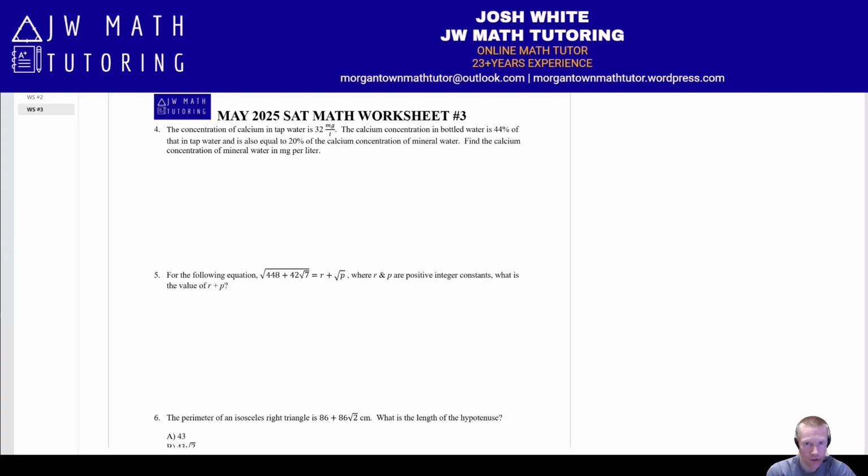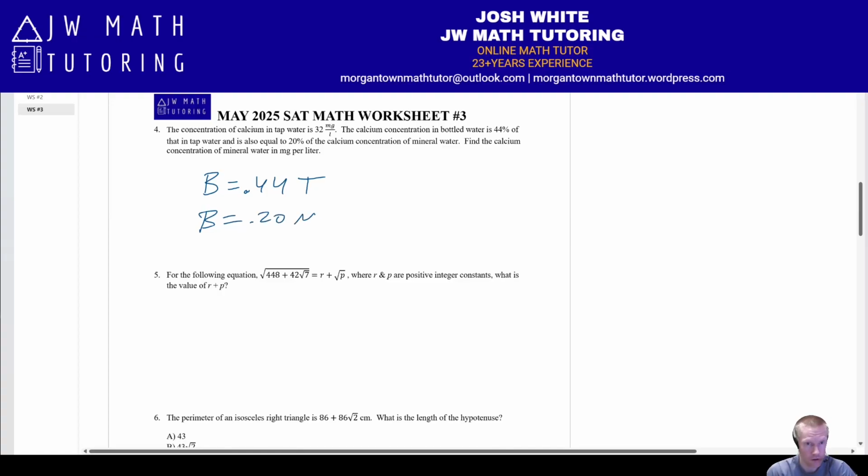So essentially, what's going on here is calcium concentration in bottled water, which I'm going to call B, is 44% that of tap water. Okay, 44% tap water. Calcium concentration in bottled water also is equal to 20% concentration of mineral water. So we can set up this second equation as well, 0.20 m. Now, what do we want to know? We want to know the calcium concentration of mineral water.